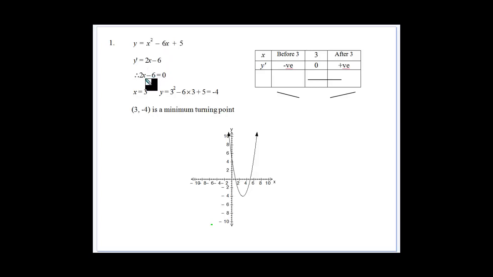We get our first derivative. We set it equal to 0 because we know we've got a horizontal tangent there. So that's where the curve's stationary. So solving that gives us x is equal to 3, so our y value must be minus 4.